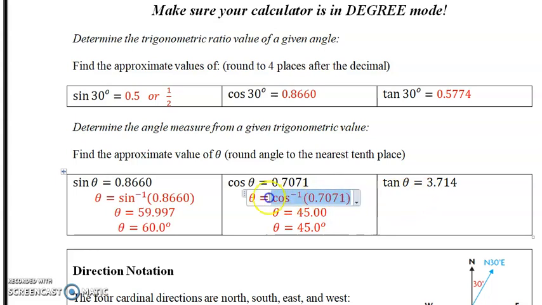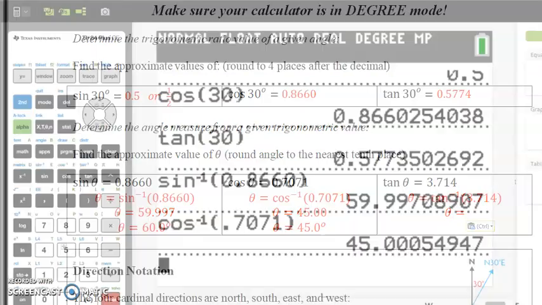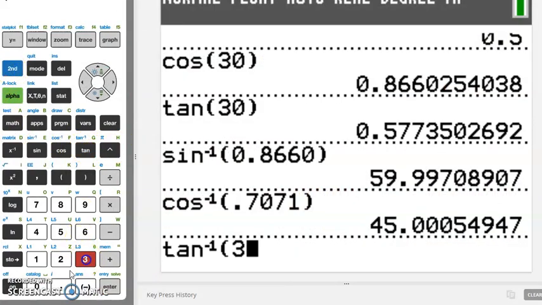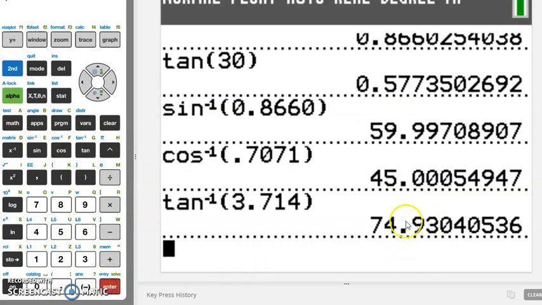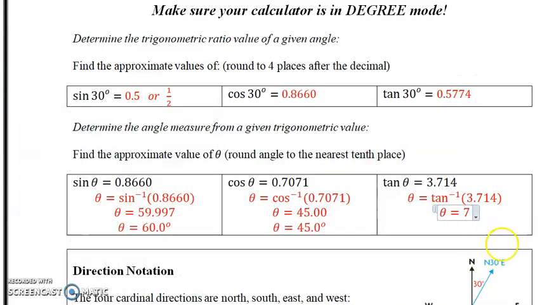And the last one, we have the inverse tan. Tan theta is equal to 3.714. So the inverse tan of 3.714, so theta is equal to inverse tan 3.714, close my bracket, and I get 74.930, right?